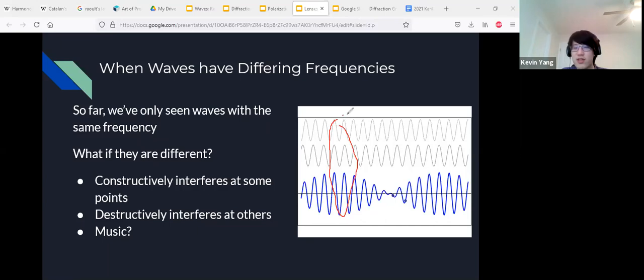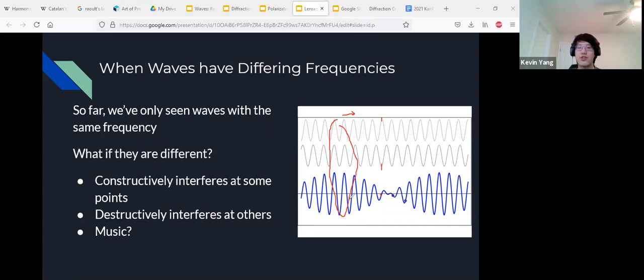But as we slowly go to the right, these waves are going to get more and more out of sync. Eventually they're going to become so out of sync that the high point of one matches up to the low point in the other, right? And we're going to have nearly perfect destructive interference here.